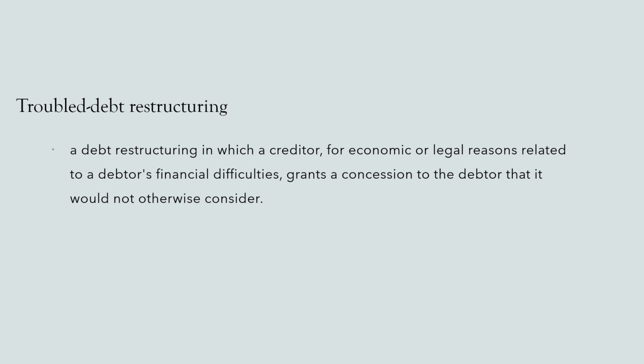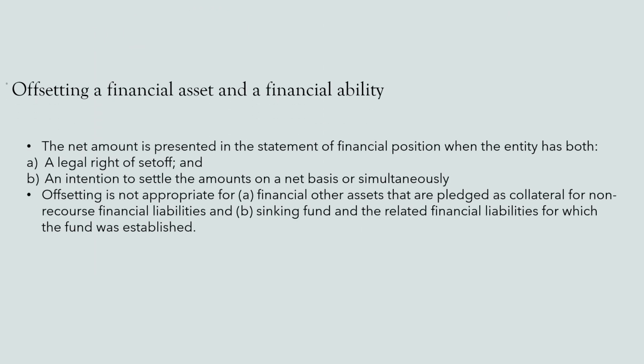Lastly, is the offsetting of financial asset and financial liability. It specifies that the financial asset and the financial liability should be offset and the net amount reported when and only when an enterprise has a legally enforceable right to settle the amounts and an intention to settle the amounts on a net basis. Dito po, it intends to either settle on a net basis or to realize the asset and settle the liability simultaneously.